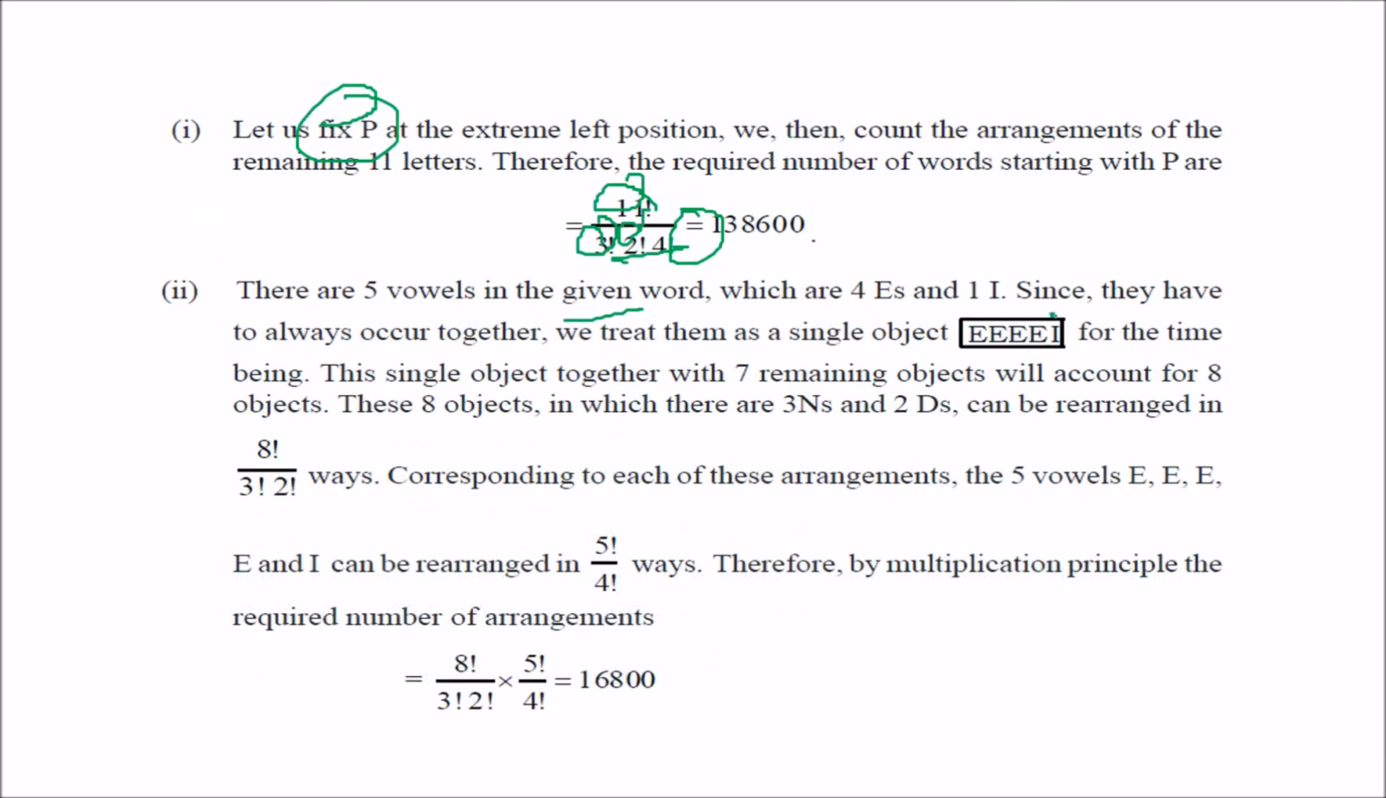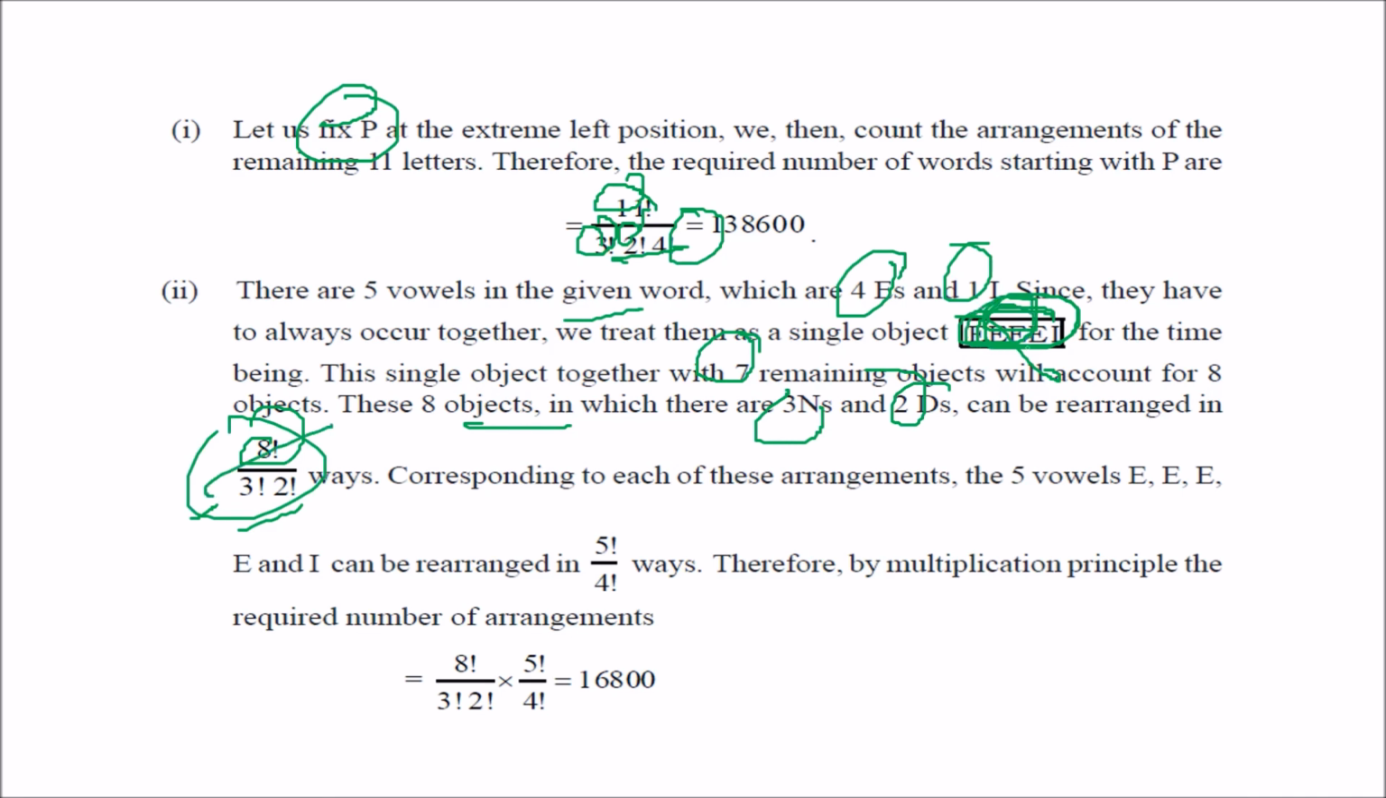So E, E, E, E, I, these are the vowels occurring together. Let us name them as 1. So we have 4 E's and 1 I. These are 5 vowels. So what is remaining? 7. 7, we treat this as 1. So 7 plus 1 is 8. So 8 objects are there. So factorial 8, and in these we have 3 N's and 2 D's repeating. But this option is done.